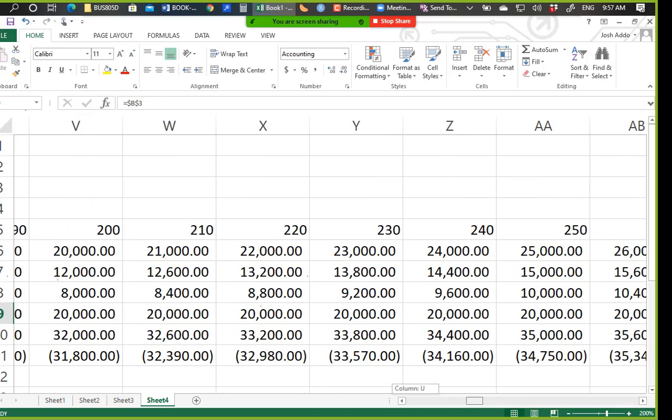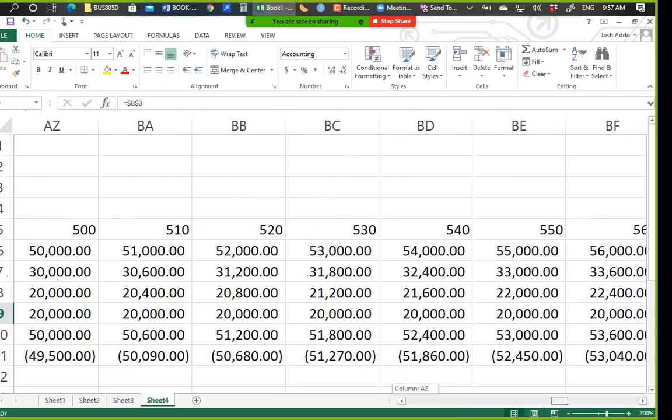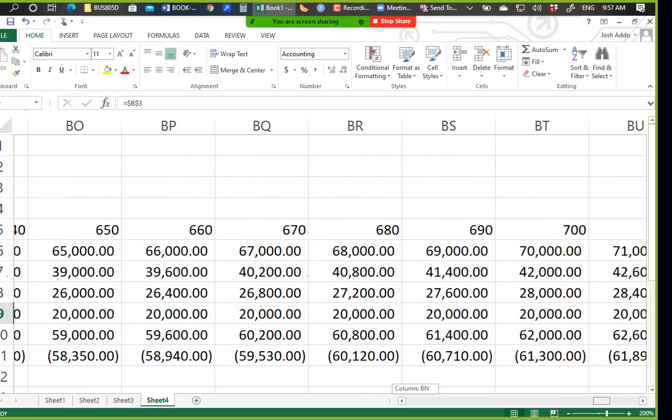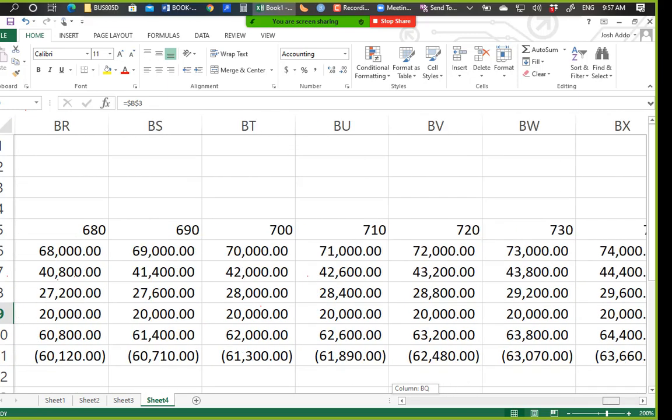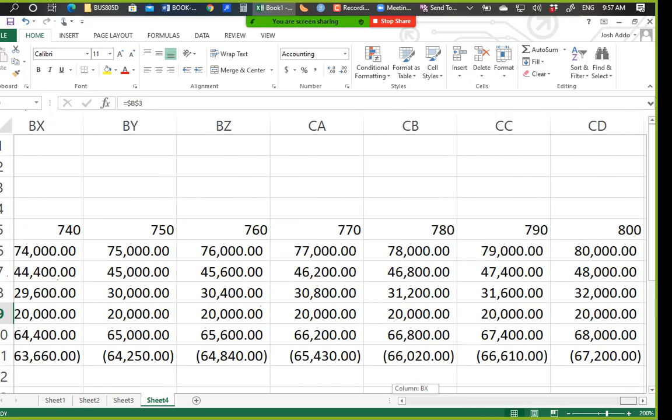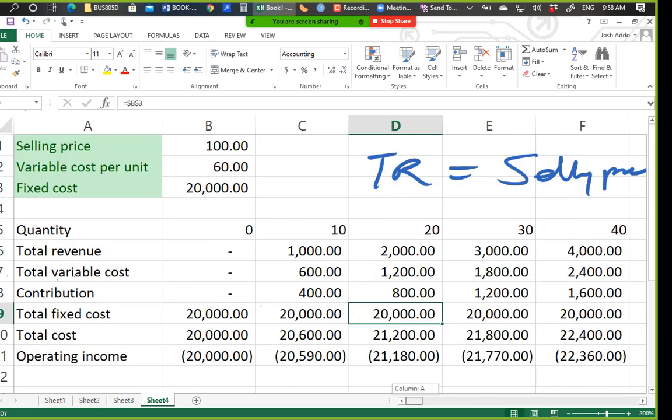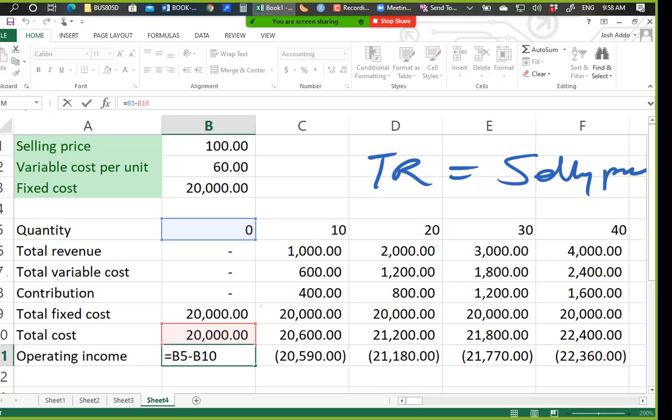Hello, yes, sir. Please, you mentioned that the operating income. Yes, I'm listening. That is revenue minus the fixed cost. No. Operating income is revenue minus total cost. Total revenue minus total cost. Okay. But when we were inputting the formula, I think the formula was done wrong. Let's see the formula. Yes. Quantity. Oh, sorry.